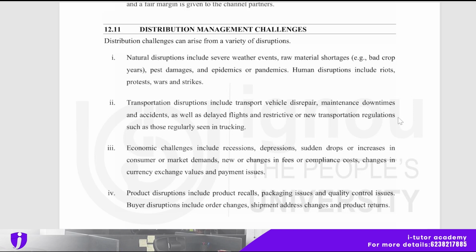Distribution management channel. The distribution management channel can arise from a variety of distributions.